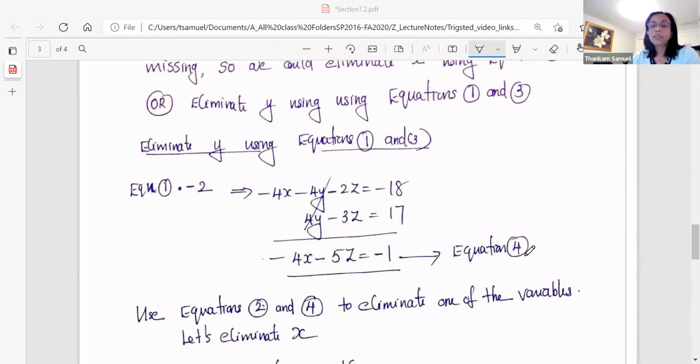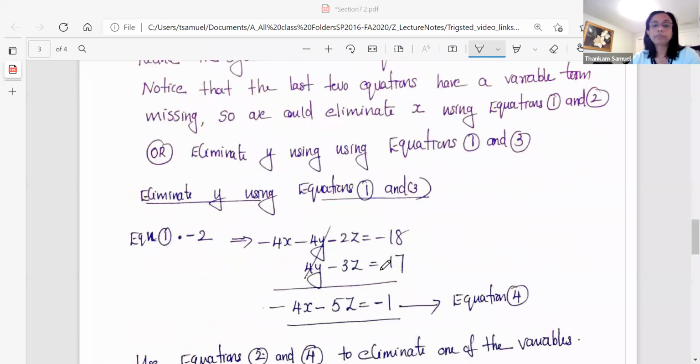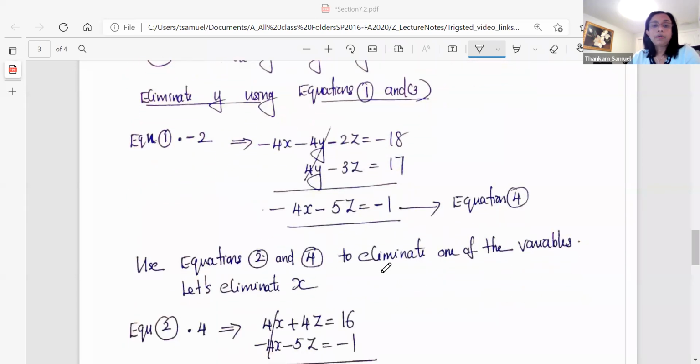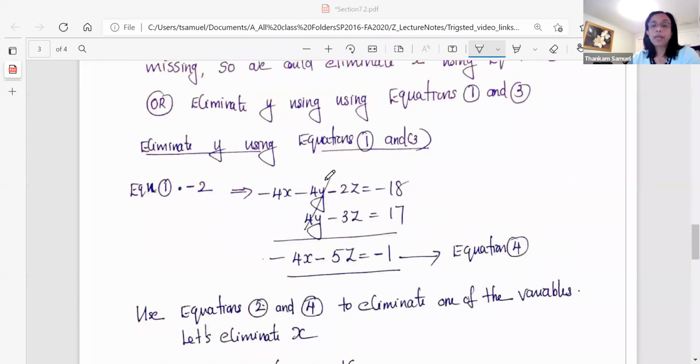You can see that equation number 4 is an equation in x and z. And in our original equations, we have the second equation in x and z. So we can take these two equations together and eliminate one of the variables. Our second equation is x plus z equals 4, and the fourth equation is -4x minus 5z equals -1.